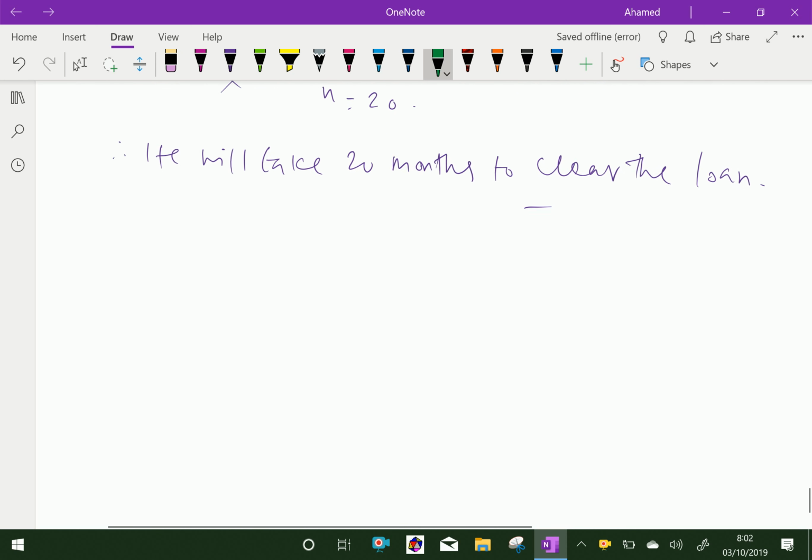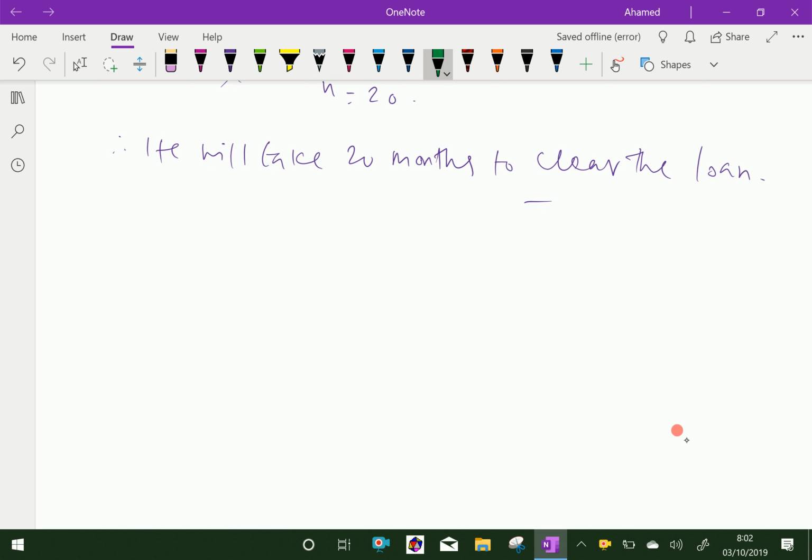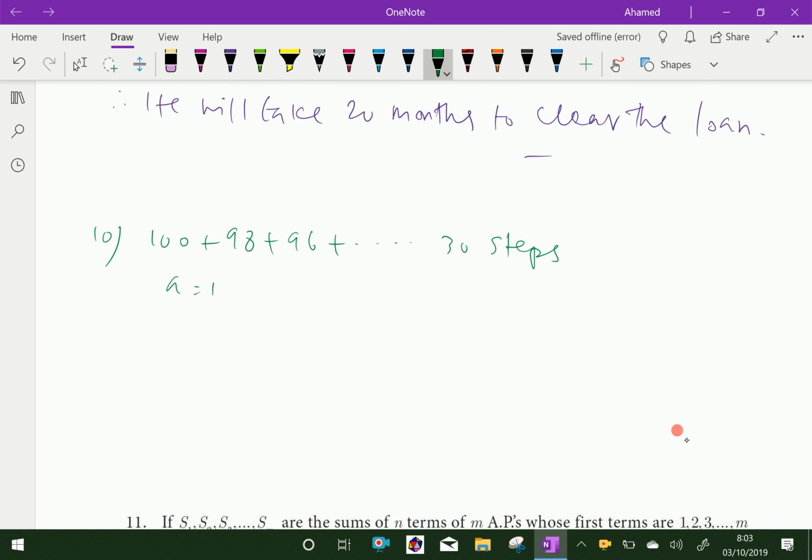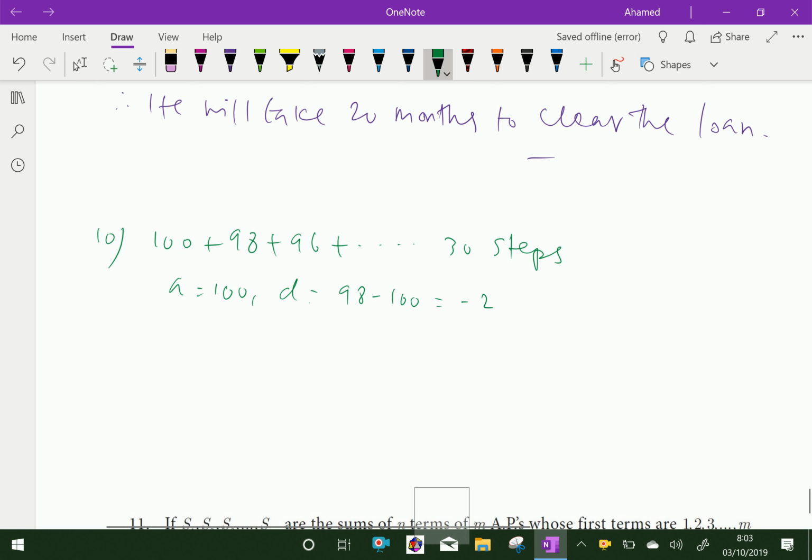Now we'll do it one more time. Question number 10: the first step is 100, the second is 98, the third is 96, it's reducing up to 30 steps. Now here is an AP, A equals 100 and D equals 98 minus 100, which is equal to minus 2, and N is 30.